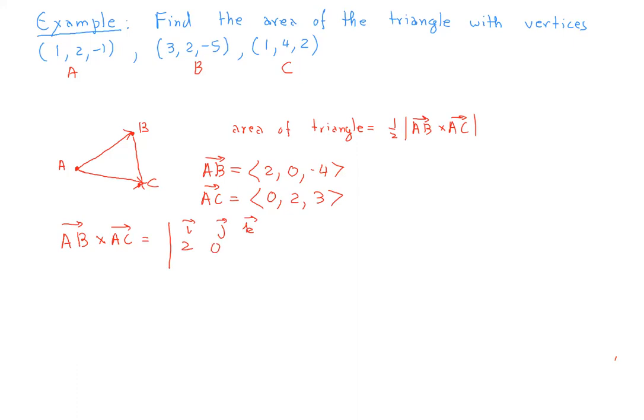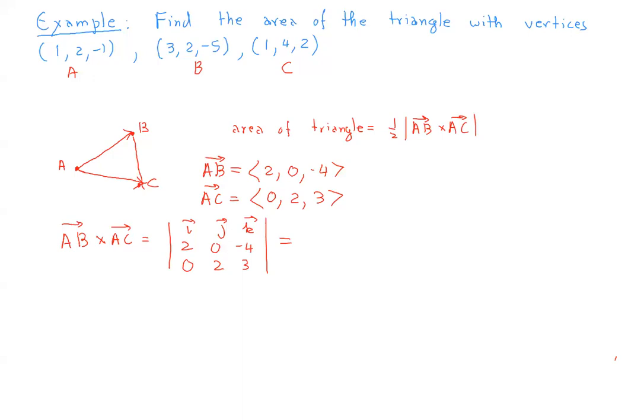Two, 0, -4, and 0, 2, 3. At this point, somebody might ask, can we use any other combination of points? And the answer is yes. As long as you don't take AB and BA, for example, as long as you take two vectors that contain all 3 points, you're going to be fine. It doesn't matter how you take them.